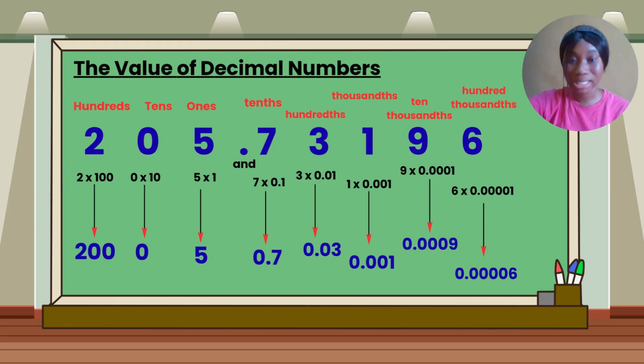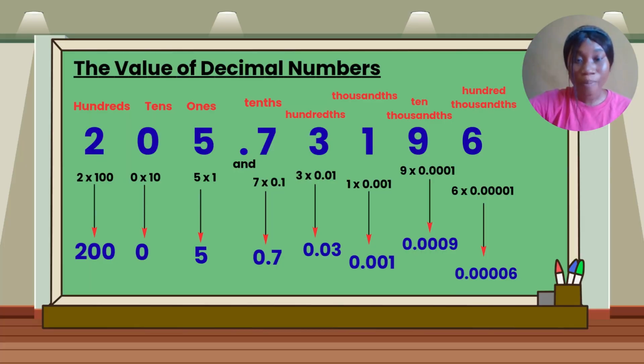Now for thousandths, I have 1 in that position. So 1 times 0.001. So again, get to your 1000. Start writing from behind. So 0 point, then 00 and 1. So 1 times 0.001 gives me 0.001 or 1 over 1000.